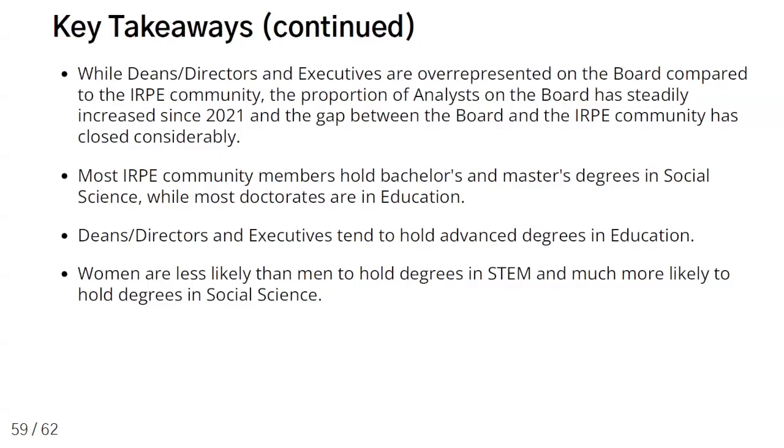And then again, our deans, directors, and executives are the ones who are more likely to have those advanced degrees, whether that's master's or doctorates in education. And the note about women: they were less likely than men to have any degrees in STEM and much more likely to have degrees in social science.